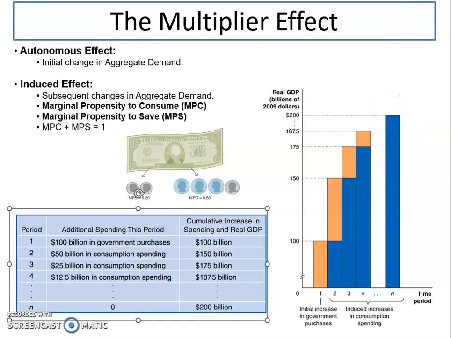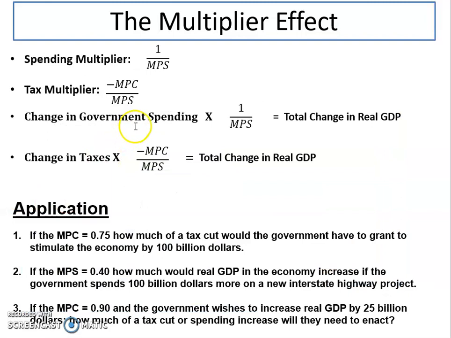Now, it would be very tedious to go through every possible period. The good news is we're going to have a formula that will take us from that autonomous effect through all the multiplied induced effects and get us to the total effect. So at the end of all these periods, we're going to see that the cumulative increase in spending will be 200 billion. That's derived by looking at what's called the spending multiplier. And it's a simple formula. It's just 1 over the marginal propensity to save.